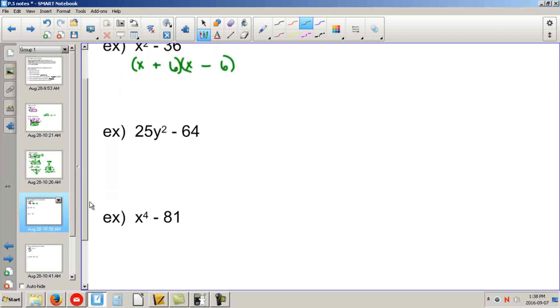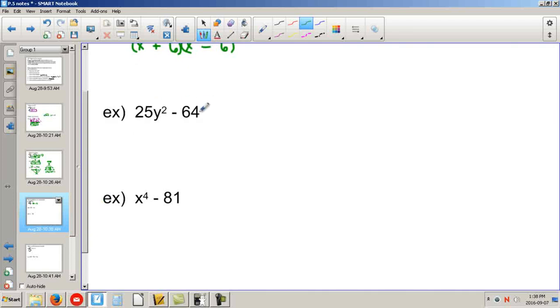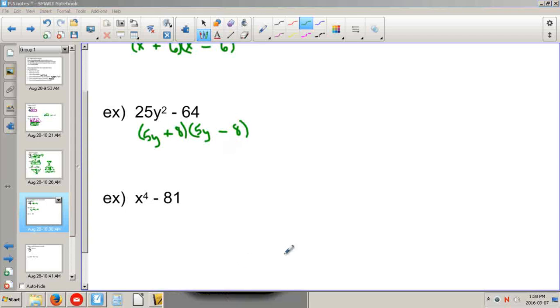Down here, does 25 have a square root? Answer is yes. Does 64? Yes. Is it a subtraction? Yes. The square root of 25 would be 5, so I'll do 5y and 5y. Square root of 64 is 8 and 8, and of course, because it's negative, I'll do a plus and a minus.